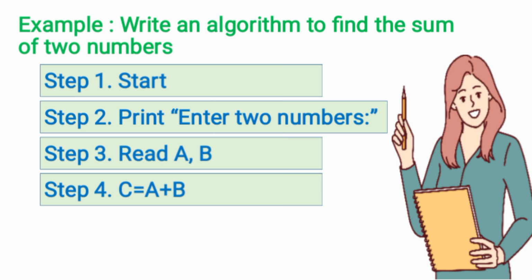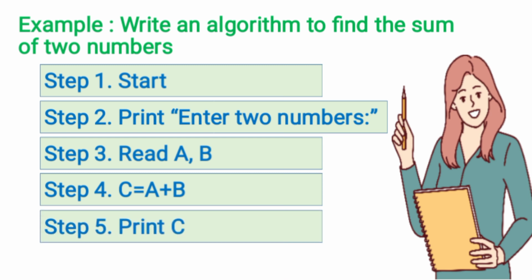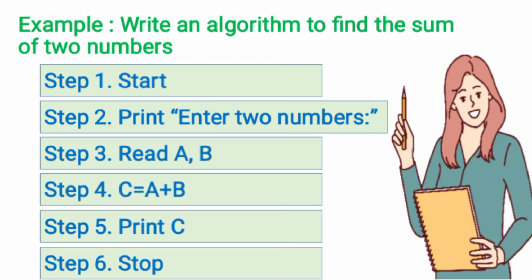Fourth step, C equal to A plus B. It calculates C as the sum of A and B. Then fifth step, print C. It prints the value of C. Final step, sixth step, stop. The algorithm terminates. These are the basic steps for writing any algorithm.